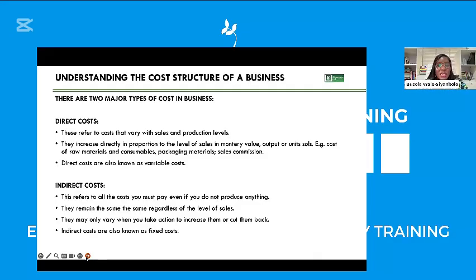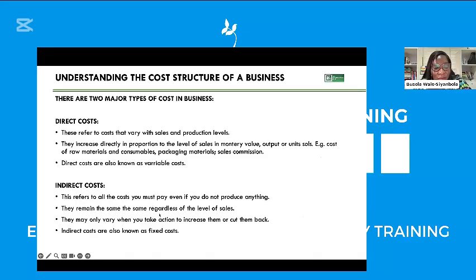These are examples. Now, your indirect costs, on the other hand, refer to all the costs that you must pay, even if you do not produce anything. Can somebody give me an example of such a cost? You must pay for it, whether you produce or not, or if you decide in a particular month, as the business owner, that you're just going to take a break, you will still pay that cost. What is that? Give me an example of such a cost. NEPA, I love it. Electricity or power, absolutely. Salaries, fantastic, beautiful. Those are examples of indirect costs.